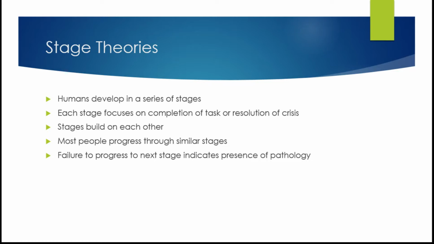One of the things we need to think about in terms of psychology, and especially in thinking about psychological assessment, is what happens if people don't progress to the next stage that we think they're going to progress to. Failure to progress to the next stage, or failure to master the developmental tasks or resolve the developmental crises, usually indicates the presence of some sort of pathology, some sort of problem, and that's the sort of thing that we would usually need to assess for.